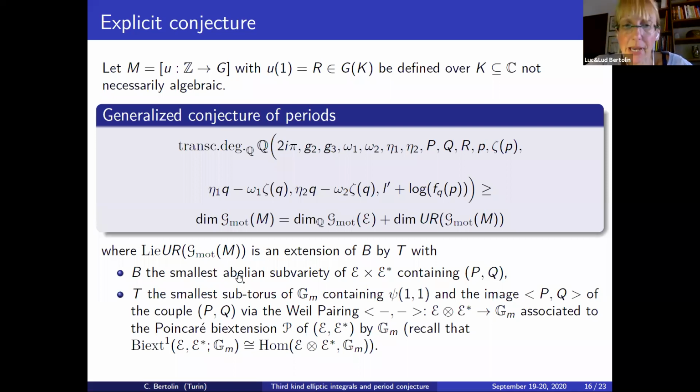Obviously, in our case, the dimension of B can be 0 if P, Q are torsion points, or can be 1 if P, Q are endomorphisms of E linearly dependent, or it can be at maximum 2 if P, Q are linearly independent. The torus T can have a maximum dimension 1 or 0.